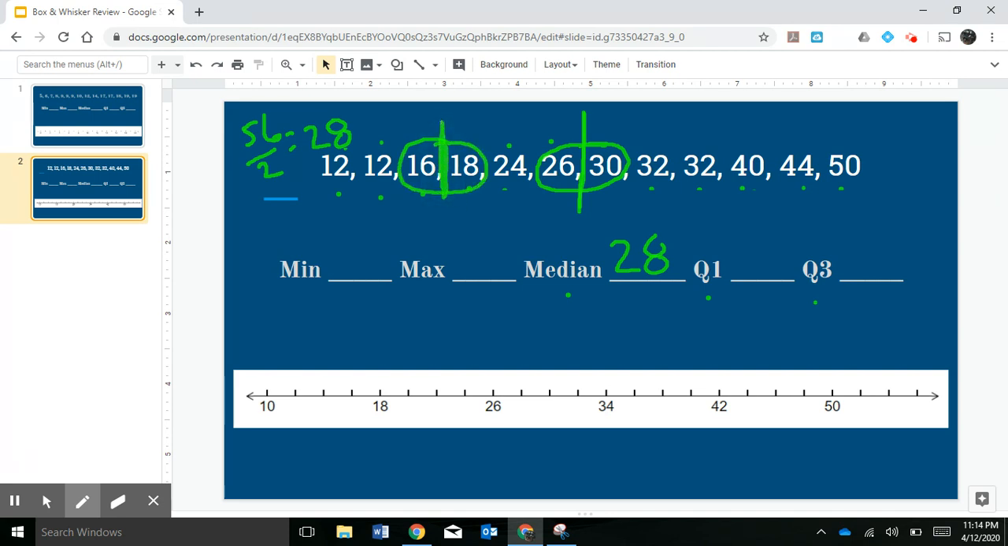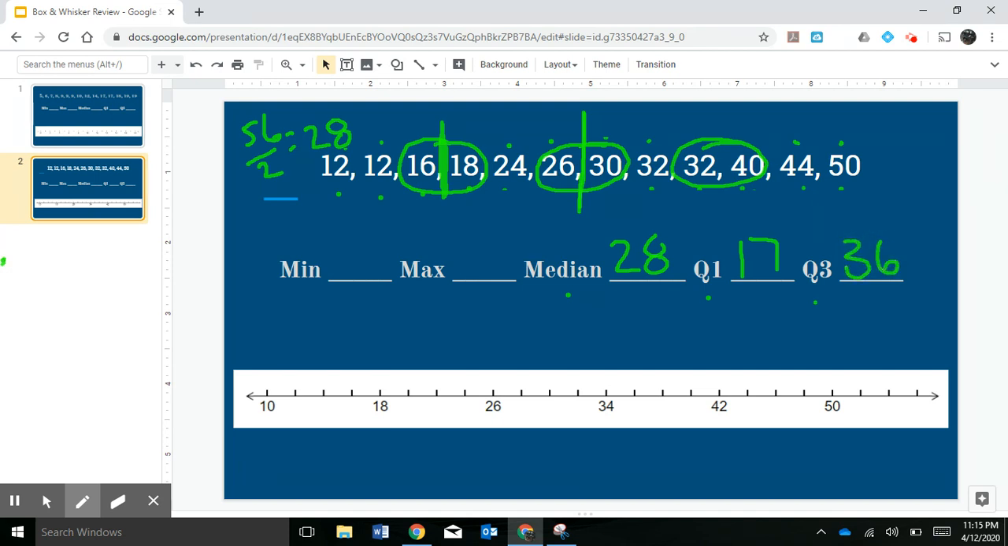Sometimes it's real easy. The middle number between 16 and 18 is 17. If you want to add those up and divide by 2, you're more than welcome to do that. Same thing for the upper half. I'm using the 30 because my median was in between that. So 30, 50, 32, and 44. My Q3, the median of the upper half, is between 32 and 40. You can add those up and divide by 2, however you want to do it, but I can see that it's 36.